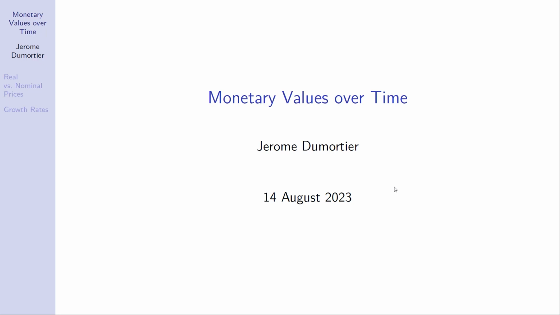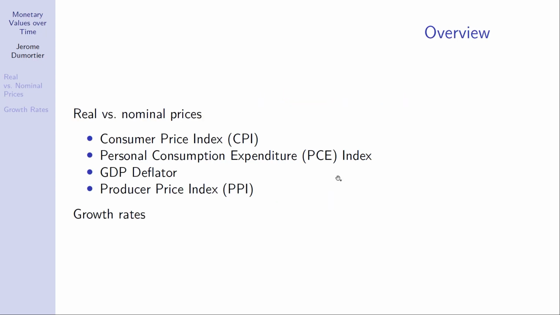Welcome to this video that looks at monetary values over time. The topics covered are real versus nominal prices, and there we will look at indices like the Consumer Price Index, the Personal Consumption Expenditure Index, the GDP Implicit Price Deflator, as well as the Producer Price Index. In the second part of this video, we are going to look at growth rates.